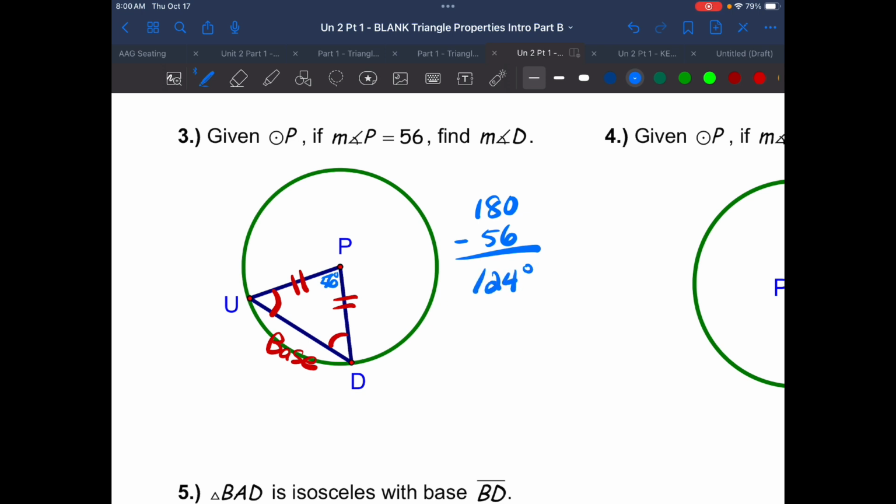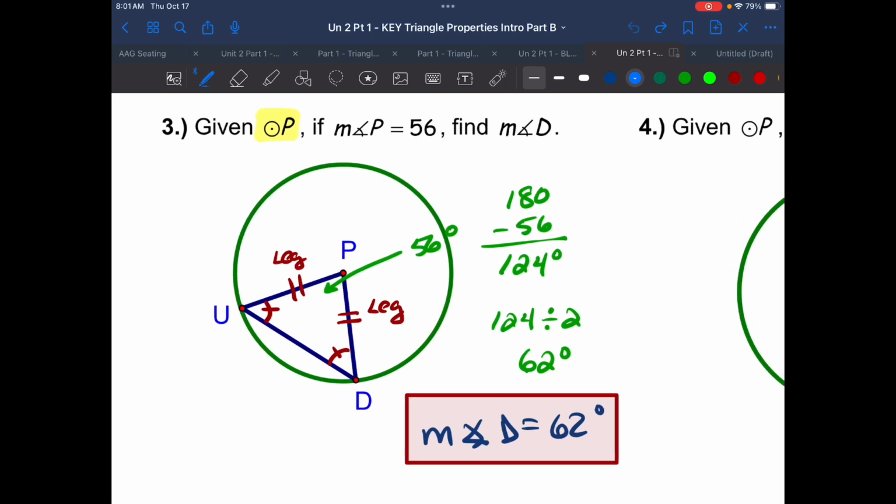124 degrees left over. But now I have to split that 124 equally between two angles. So guys, what would be the measure of each of angles U and D? Well, let's go take a look. Yeah, each of those angles would be 62 degrees.